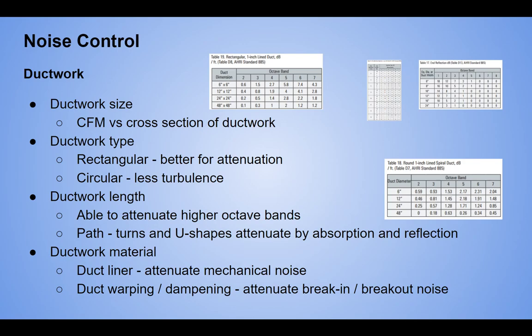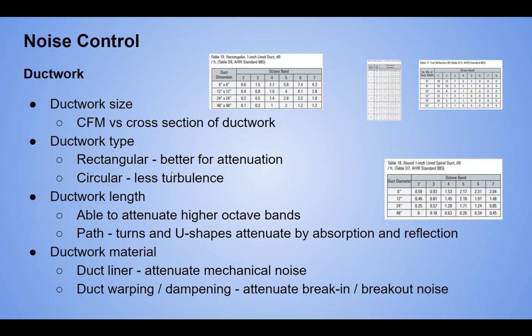And it's a trade-off. Slower air means bigger ductwork. Bigger ductwork might mean less attenuation. Less attenuation might mean it's a little bit louder. Duct type, rectangular is better for attenuation, but increases turbulence. You increase turbulence, you increase static pressure. You increase static pressure, your fan size gets bigger.